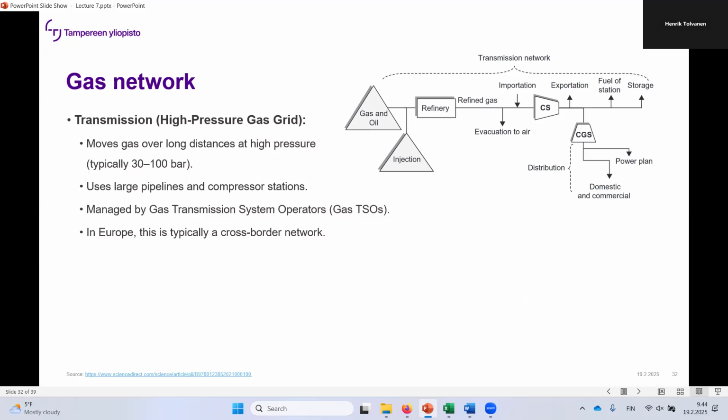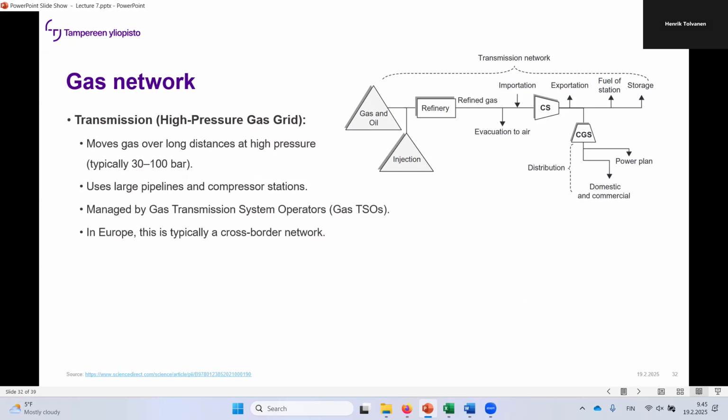So this transmission network can go between 30 and 100 bars. It uses large pipelines and compressor stations managed by gas transmission system operators. And in Europe, it's typically a cross-border network, coming from Russia, for example, through to Central Europe.